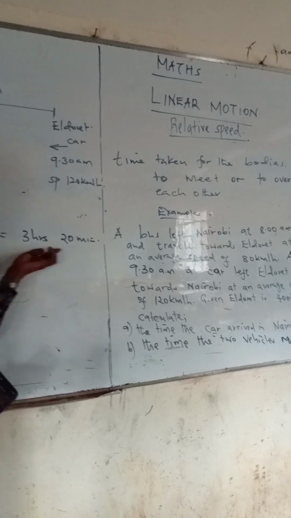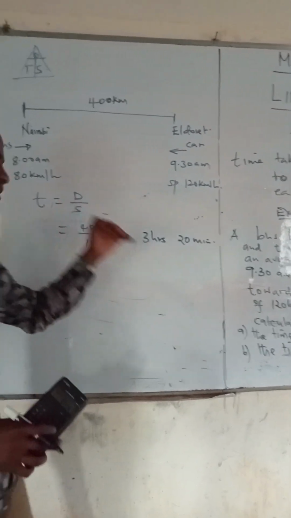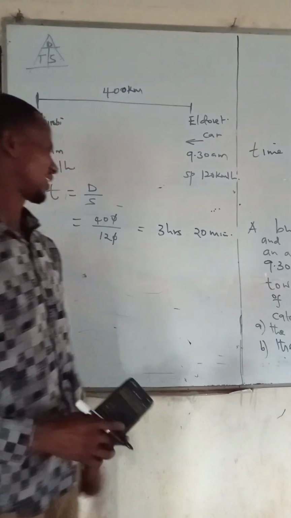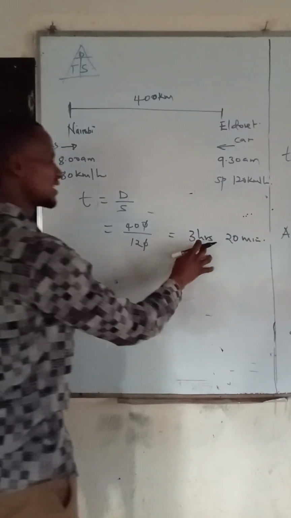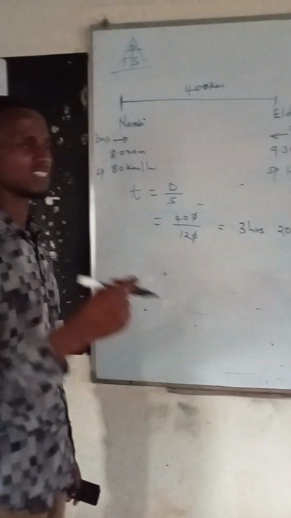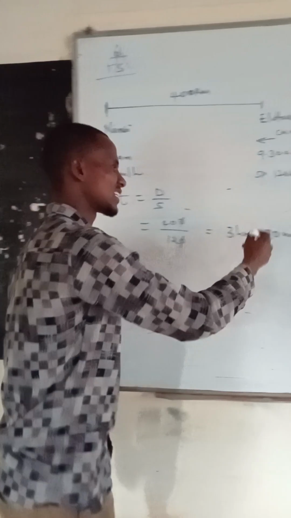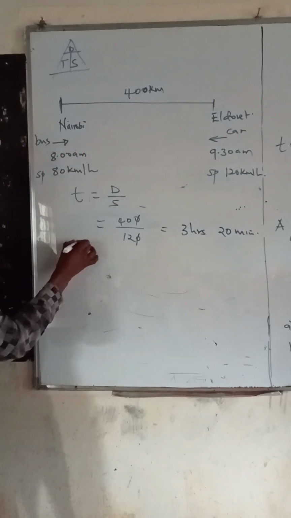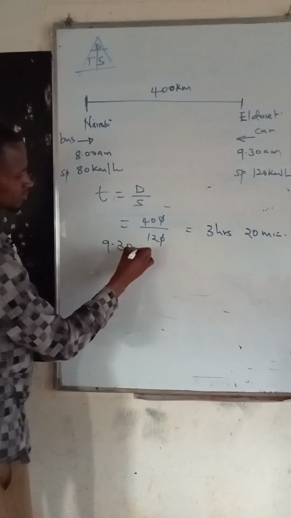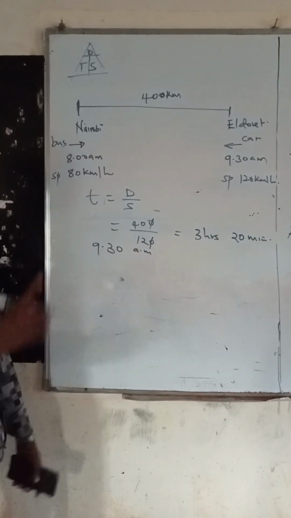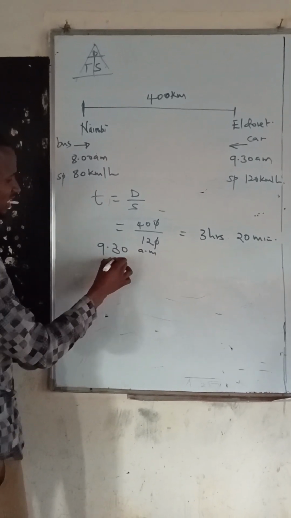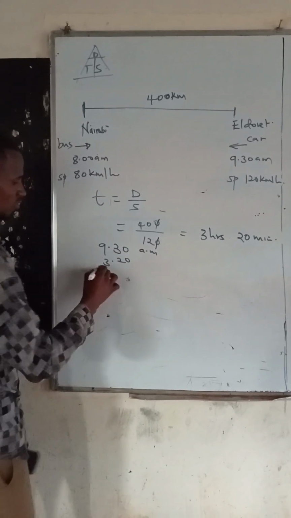So this is the time taken. But you're told at what time did it arrive in Nairobi. So what we need here, we need to know the time that it took off. When did that car start the journey? It started at 9:30 a.m. and took 3 hours and 20 minutes on the way.